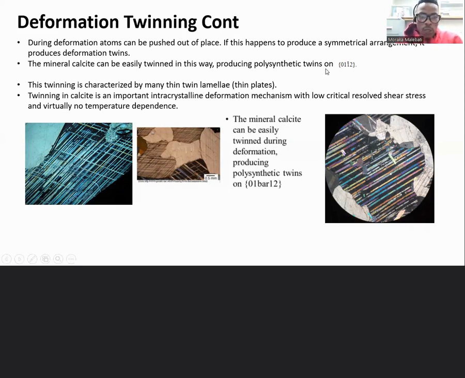This twinning is characterized by mainly thin twin lamellae. You can now see they are thin twin lamellae. These are very thin twin lamellae. This twinning in calcite is very crucial in the intracrystalline deformation mechanism with low critical resolved shear stress and virtually no temperature dependence. So these are very important for you to understand the calcite.